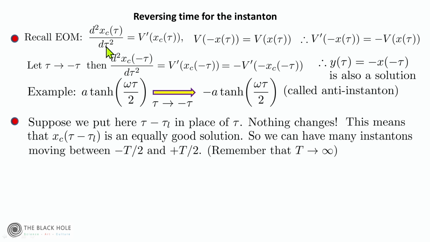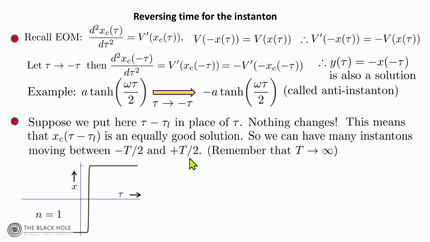Which means that if I take this, well, this is an equally good solution of the equations of motion. And so we can have not one instanton, but we can have two instantons, 500 instantons, and an infinite number of instantons moving between minus t over 2 and plus t over 2, provided t is large enough. So now, just to give you a picture of that, so this is one instanton. It almost looks like a kink.